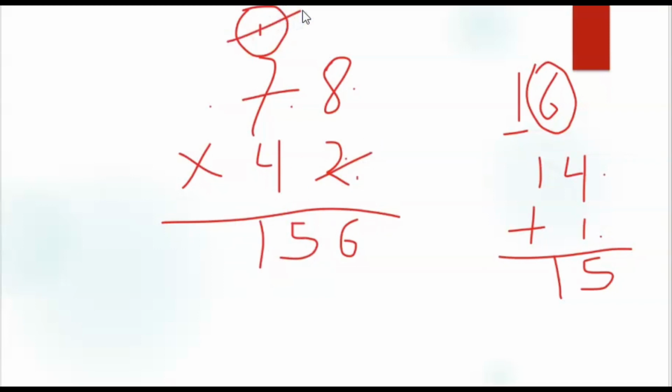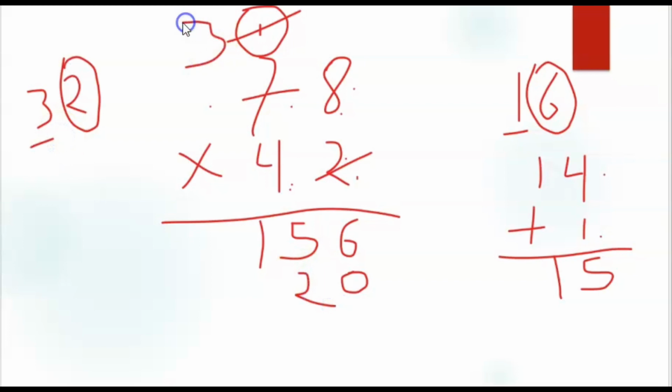Next step, we're going to multiply with 4. But remember, you always put down a 0. So 4 times 8 equals 32. We're going to take this 2, put it over here. We have 3 in our hand. You can put that on top of the 7.